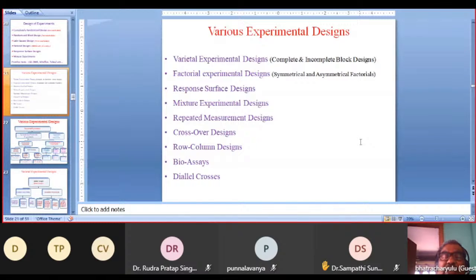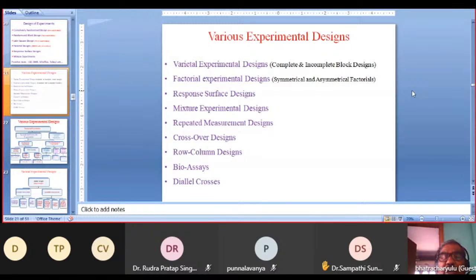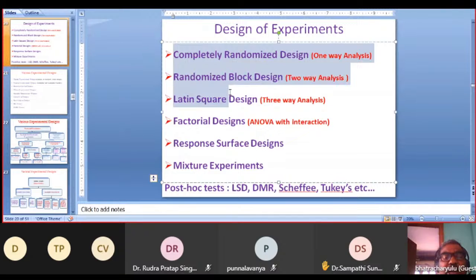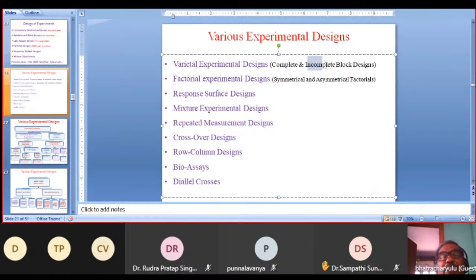So the first three, like completely randomized, randomized block and lattice square, are called complete block designs. And incomplete block designs are balanced incomplete block design, partially balanced incomplete block design, Euler square design, and some symmetric designs, triangular designs, and row column designs. All are incomplete block designs. So those are all varietal experimental designs, where directly you are testing the treatments.